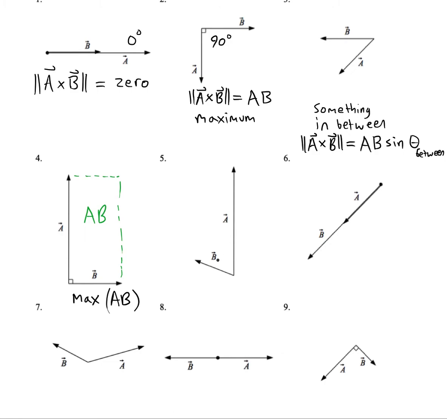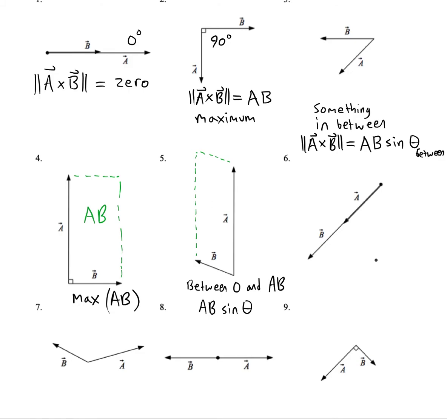Here, however, our A and B are not at 90 degrees with each other. What we'll do in that case is create a parallelogram. And the area of the parallelogram is going to be the magnitude of the cross product. So it's going to be between 0 and A times B. It will be AB sine theta. That'll be the area of that parallelogram.